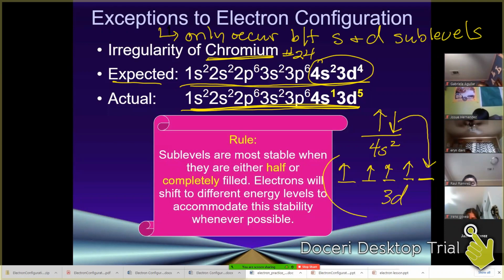So that means if you had to write the electron configuration and you wrote the first one, that would be wrong, because this actual one is the true one. Transition elements break some of the rules, which we kind of talked about, they do that sometimes.